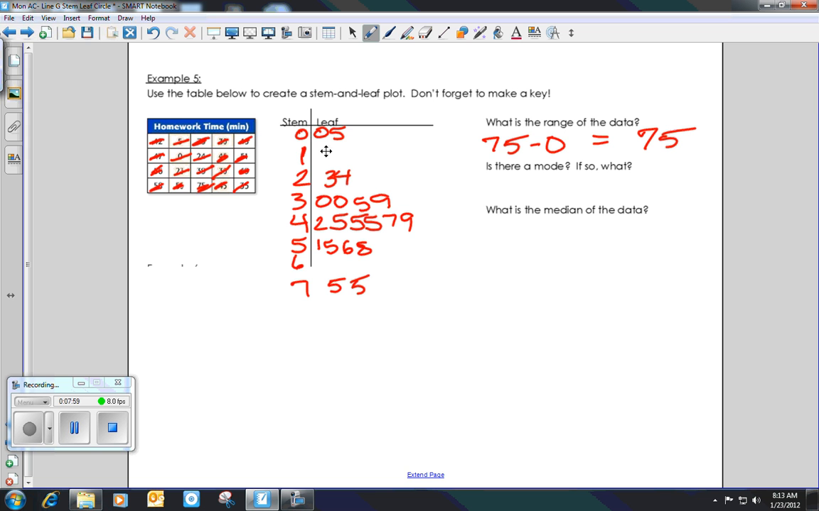Is there a mode? Well, it's easy to look at your leaves and see if there's a bunch of numbers that are similar in a row. Right here I have 3 5s in a row. This represents 3 45s. So 45 is the mode. And what is the median? You're just going to count back to the middle right here on the stem and leaf plot. You might want to write these out in order if this confuses you, but you can go back from the middle. And 45 is the median also.